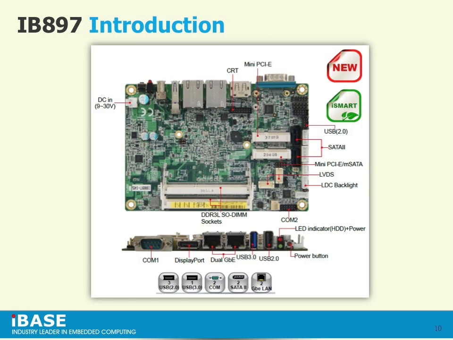So this is the introduction of the I/Os as I just mentioned, and on the board itself, you will see there are 2 mini PCIe sockets for expansion. You can put in mini cards such as Wi-Fi, Bluetooth, 3G, and one of the mini card sockets can also support mSATA. mSATA is a newer storage device that you can use if the customer doesn't want to use the traditional hard disk drive or the SSD.